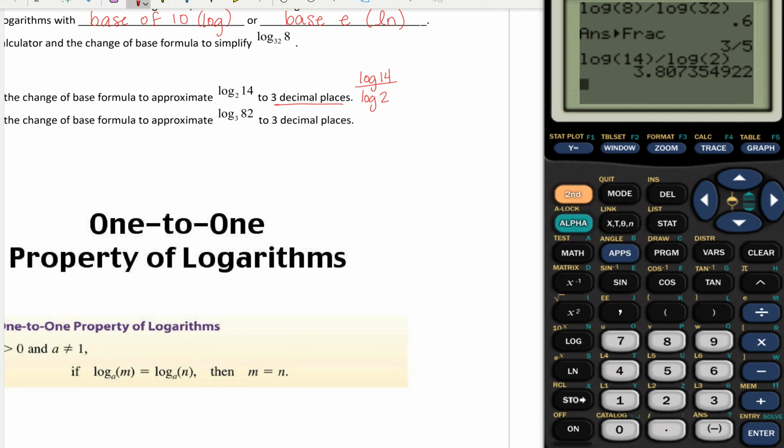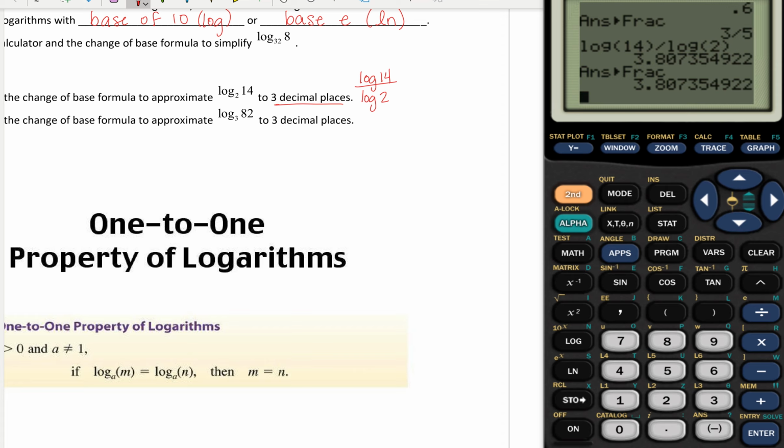And in this case, it tells you to use decimal points because if I tried to take that and flip it back into a fraction, you're not going to get one. So to 3 decimal places, we're going to get approximately 3.807.